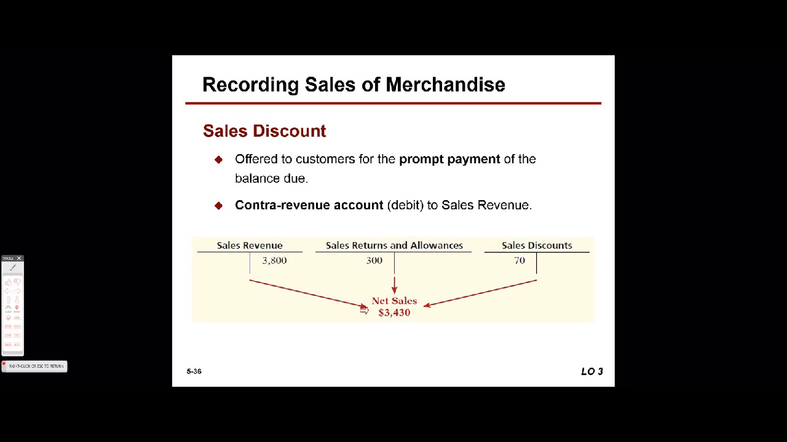So we see revenue has a credit balance as we would expect. Returns and allowances would have a debit balance, and discount would also have a debit balance, which actually serves as a reduction in total sales, and this is the total sales, our net sales that we would see on the income statement. All right.